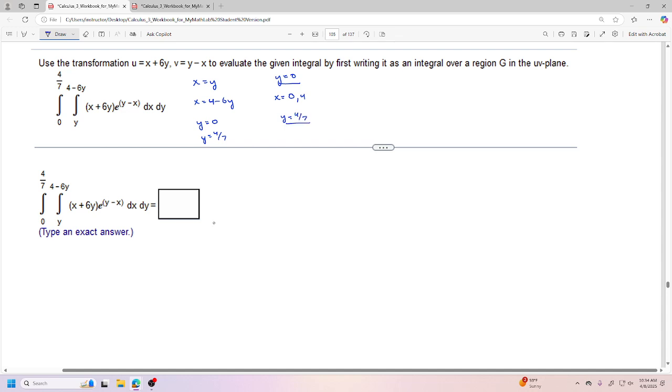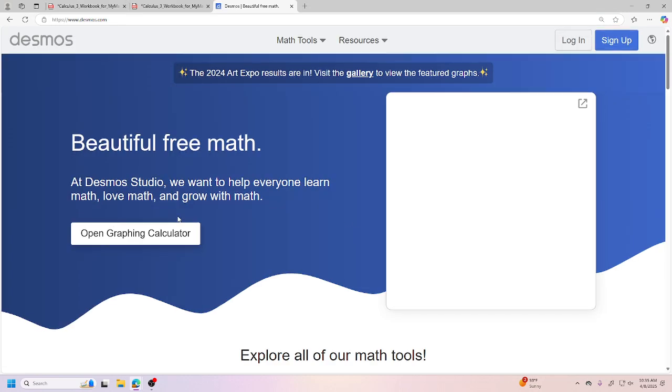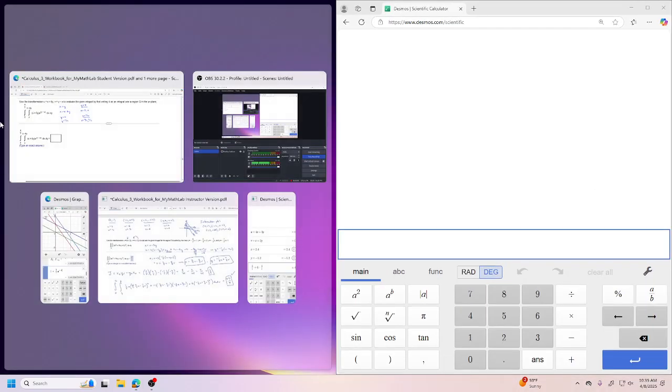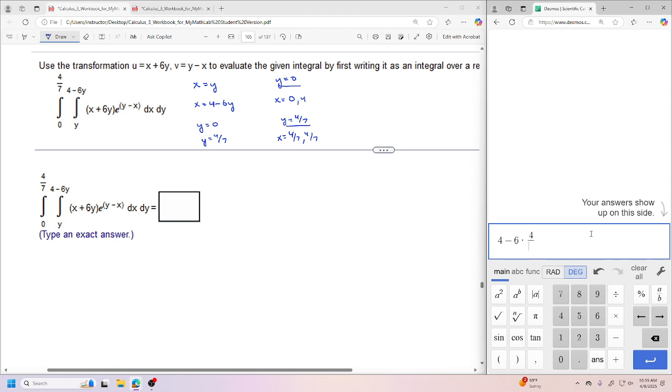When I plug it in here, my x would be 4/7. And when I plug it in down here, it's actually 4/7. Isn't that weird? I think I want to use some Desmos to verify that one. That's a Desmos scientific right there. Easy math, but still math we need to do. So go bloop. I'm going to say that I have 4 minus 6 times 4/7 is 4/7. Kind of strange, but it works.